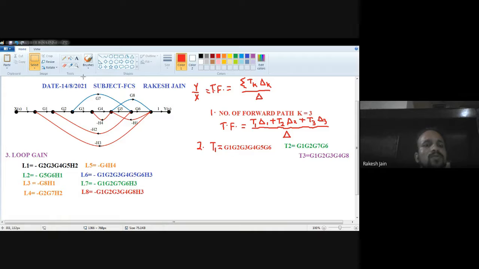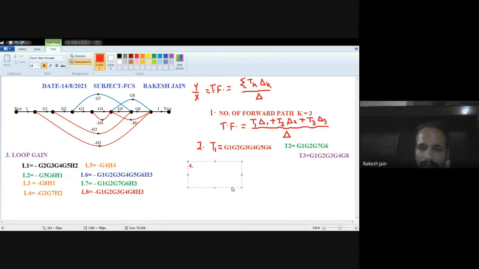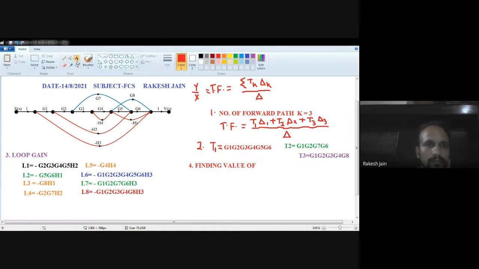Okay, now to find the del 1, del 2, and del 3 values. The fourth step, which I am showing you right now, is finding the value of del 1, del 2 and del 3. Here there are three dels, that's why del 1, del 2, del 3. If in any other question only one del is there, then you have to write finding the value of del 1.